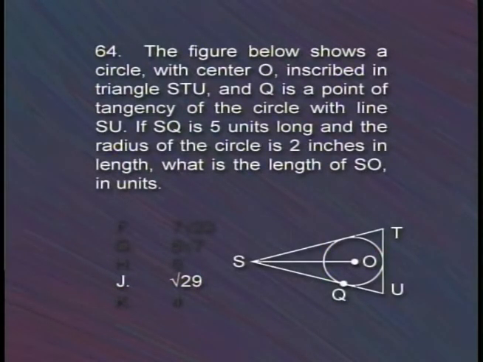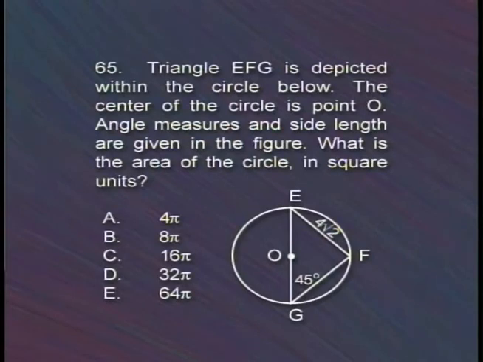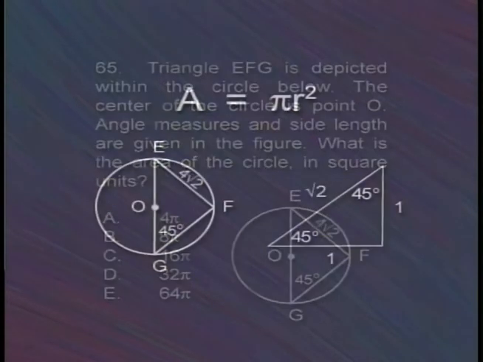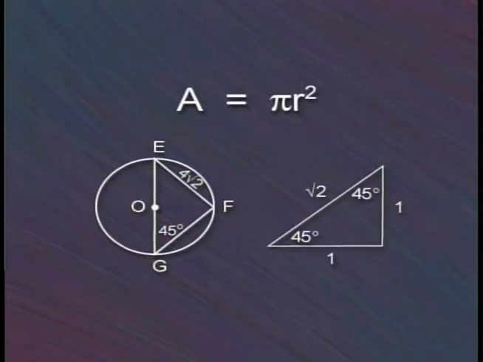Problem 65. Triangle EFG is depicted within the circle below. The center of the circle is point O. Angle measures and side lengths are given in the figure. What is the area of the circle in square units? The area of a circle is calculated by pi times the radius squared. Now, what is the radius of this circle?